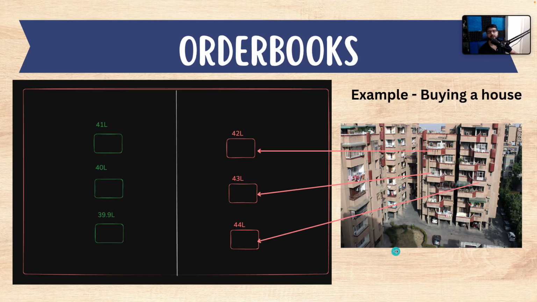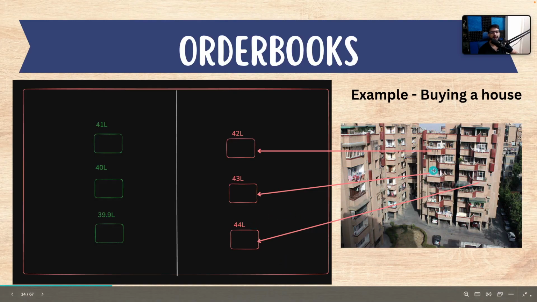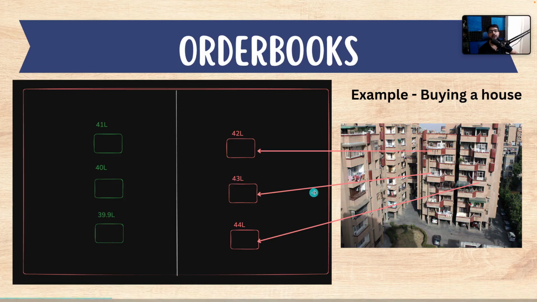Open orders means someone is willing, they have almost said it, almost 99% sure this owner is going to sell this property for 44 lakhs. This owner is willing to sell this property for 43 lakhs, so on and so forth. This is the sell side. What does this owner have? He has a house. What does the owner want? The owner wants some money, 42 lakhs.